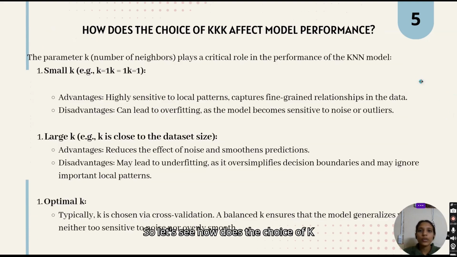So let's see how the choice of k affects model performance. Ignore the 3KK, it should be only k. The parameter k, the number of neighbors, plays a critical role in the performance of the KNN model. First, small k, for example k equals 1. The advantages are that it is highly sensitive to local patterns and captures fine-grained relationships in the data. The disadvantage is that it can lead to overfitting, as the model becomes sensitive to noise or outliers.